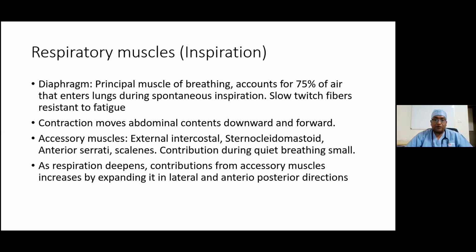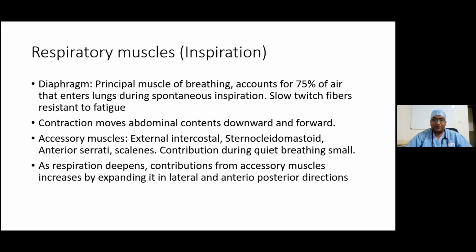Now, more than two-thirds of diaphragm has slow twitch fibers, which, as you know, are resistant to fatigue. The contraction of diaphragm moves the abdominal contents downwards and forwards. So that creates a potential space in the thoracic cavity, creating a negative pressure and taking the air into the lungs. The accessory muscles of respiration include external intercostal muscle, sternocleidomastoid, the anterior serratus muscle, the scalene muscles.